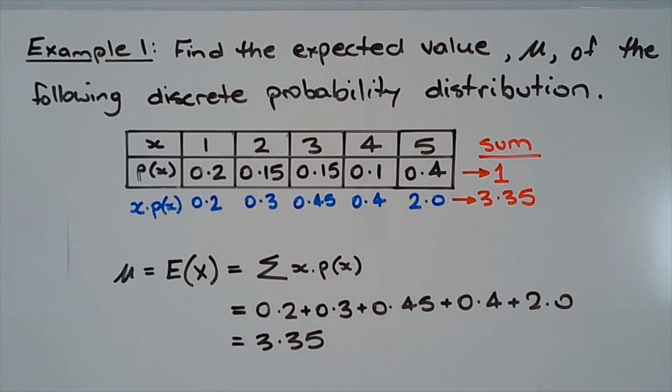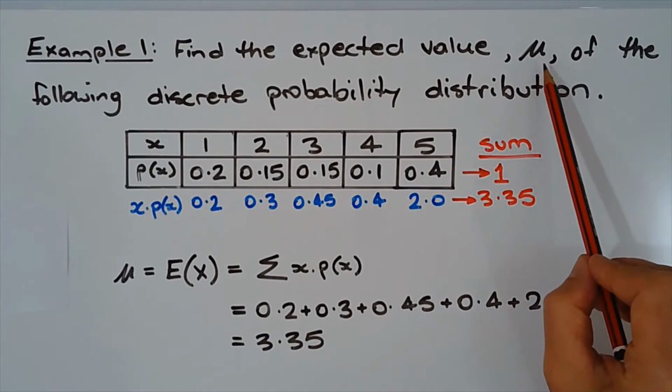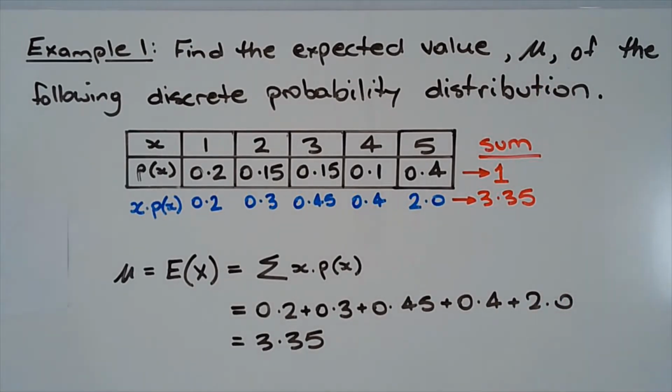Now, to determine the expected value, mu, and by the way, mu represents the population mean. The sample mean is represented by x bar. We'll add another row under the table. We'll call that the XPX row. So that's a score multiplied by its probability, and we'll determine that for each of the columns. This is similar to the FX column in a frequency distribution table.